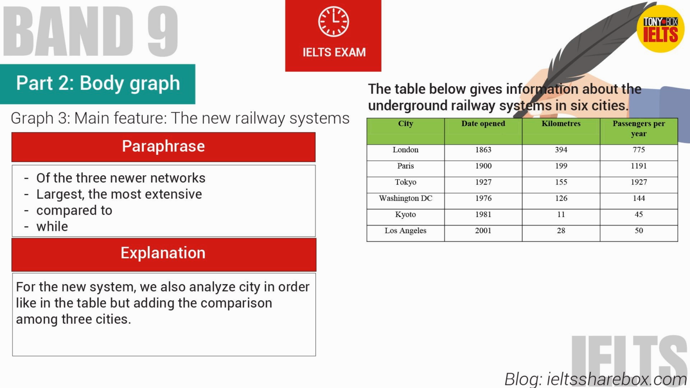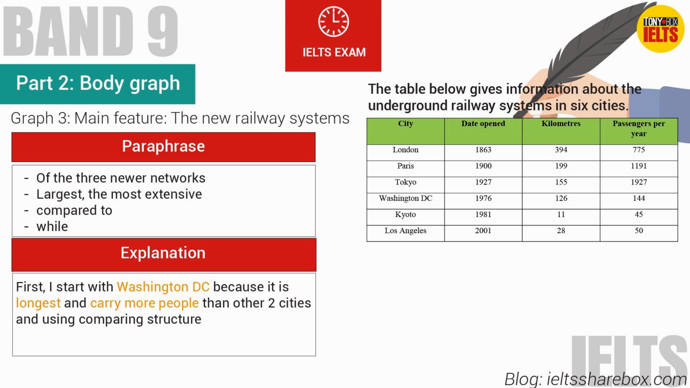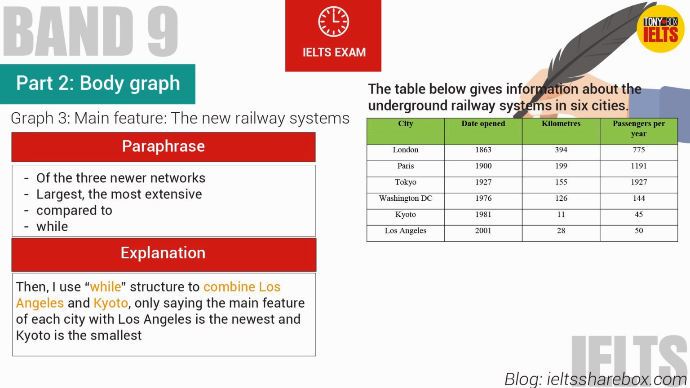Explanation. For the new system, we also analyze cities in order, like in the table, but adding the comparison among 3 cities. First, I start with Washington, D.C., because it is longest and carries more people than the other 2 cities, and using comparing structure. Then I use while structure to combine Los Angeles and Kyoto, only saying the main feature of each city, with Los Angeles is the newest and Kyoto is the smallest.